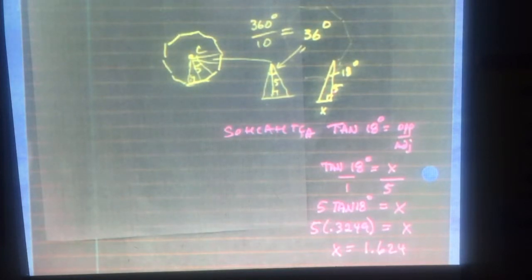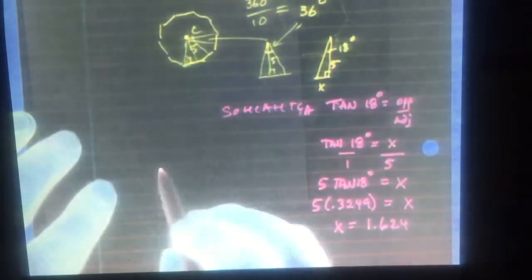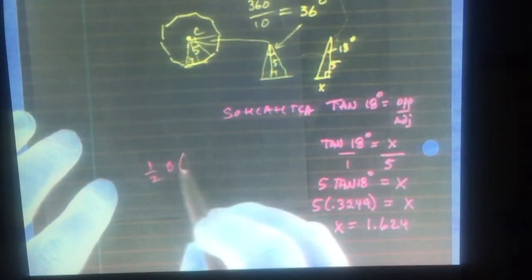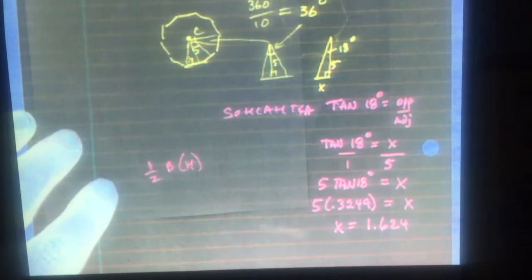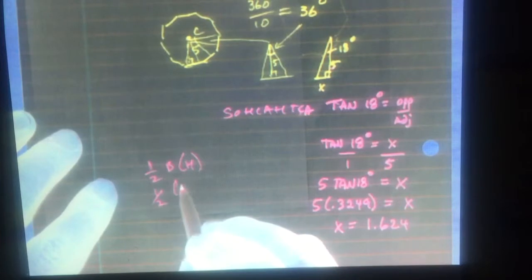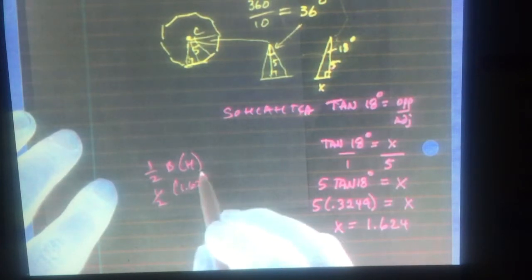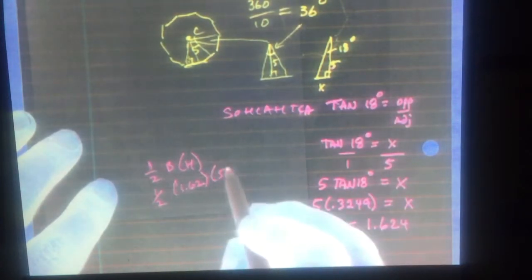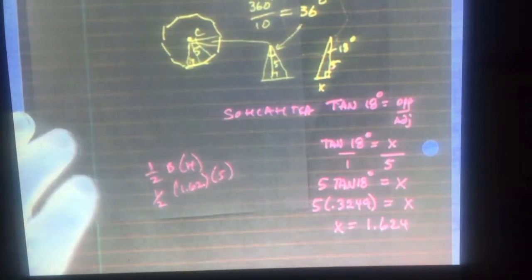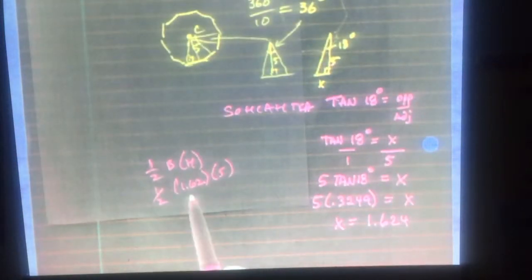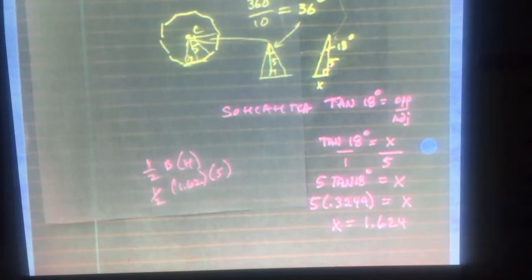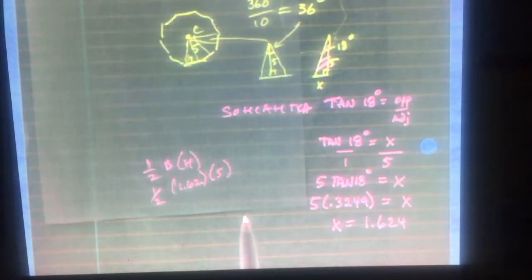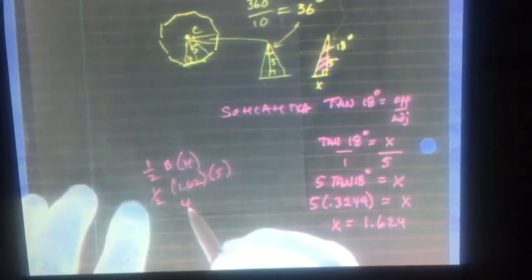And then we've got to find the area of one of those triangles. We're going to go to 1/2 base times height. We now know the base is equal to 1.62. The height was given as 5. If you could go ahead and calculate 1.62 times 5 and then divide it by 2. And remember, for this, we're calculating just one of these little triangles, not the whole thing. 4.05. Okay, so that's 4.05.